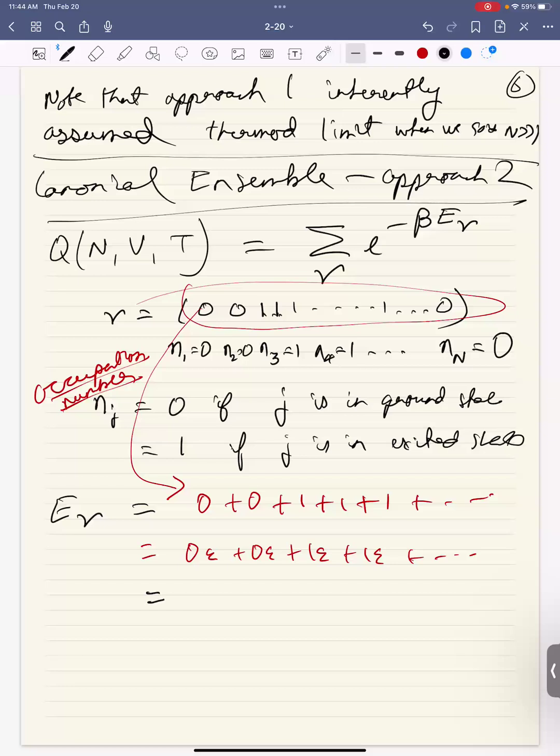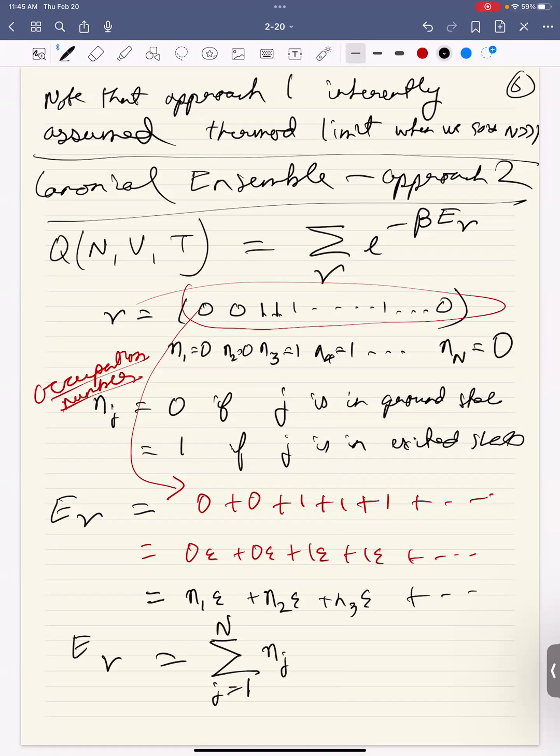So this thing is now going to be, notice that for this particular microstate, N1 was 0, right? So this is nothing but N1 multiplied by epsilon. This is N2 multiplied by epsilon. This is N3 multiplied by epsilon. Or for any microstate, we can write down that the energy E nu is going to be, for every particle from particle 1 to n, looking at its occupation number, right?